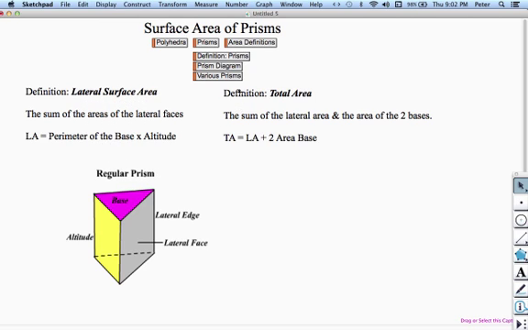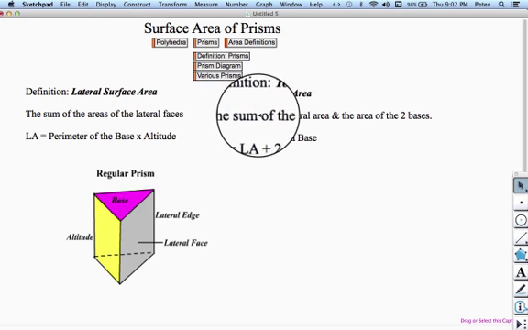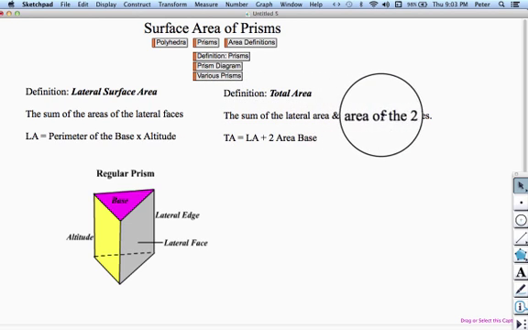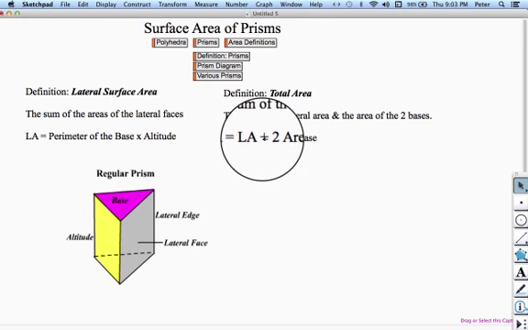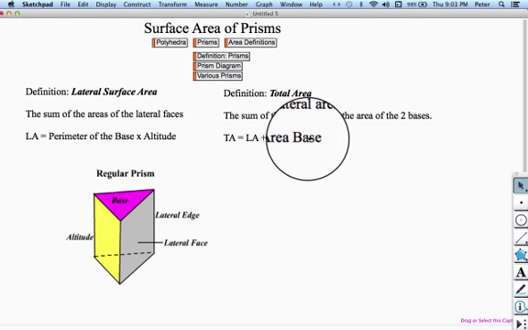The total area is the sum of the lateral area and the area of the two bases. The formula for total area is the lateral area plus 2 times the area of one base. Because once again, in a prism, the two bases are congruent. So we only need to find out the area of one of them and multiply it by 2.